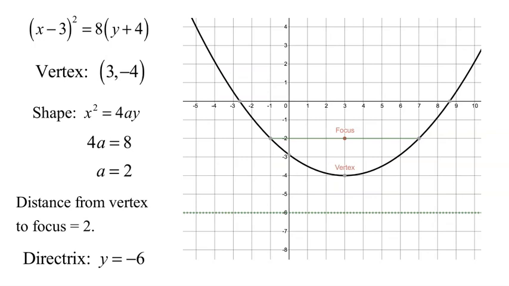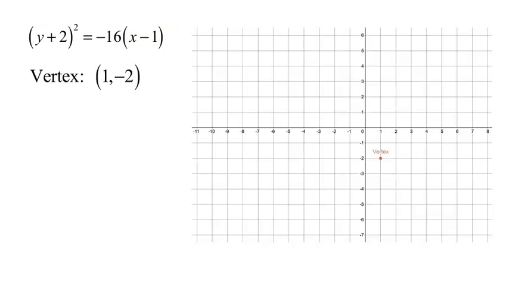And I believe I have one more. This time we have y plus 2 squared equals negative 16 times x minus 1. This is a y squared equals 4ax shape. So it's opening either leftward or rightward. The fact that the multiplier is negative means it's opening to the left. Y has to be negative 2 for this to behave like 0. X has to be 1 for this to behave like 0. So our vertex is at 1, negative 2.